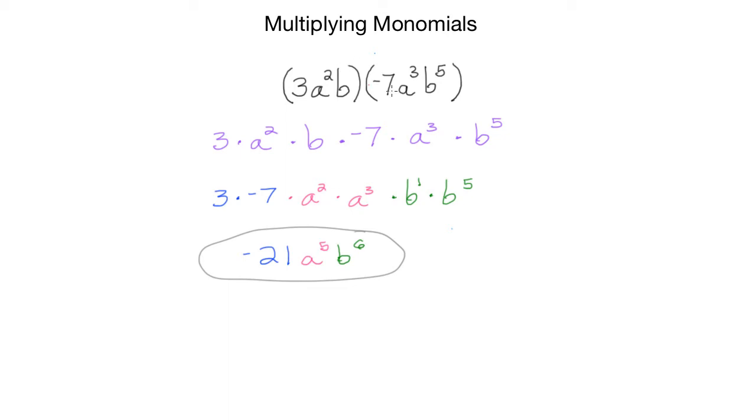Now, you may say that's a lot of work to do a monomial multiplication, right? And it is. Eventually, what you'll see is when you multiply these together, you should see, oh, 3 times negative 7, that's going to make negative 21. A squared times 3 more a's, that's going to be a to the fifth, and then 1 b times 5 more b's, that's going to be b to the sixth.